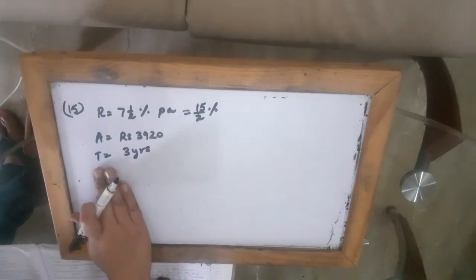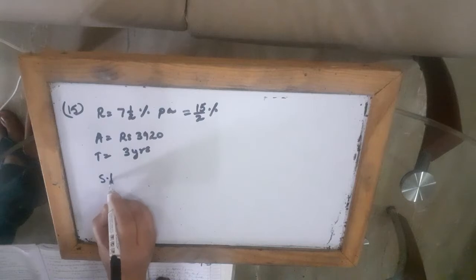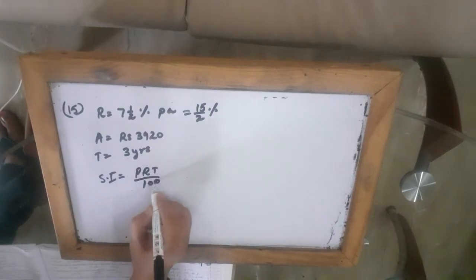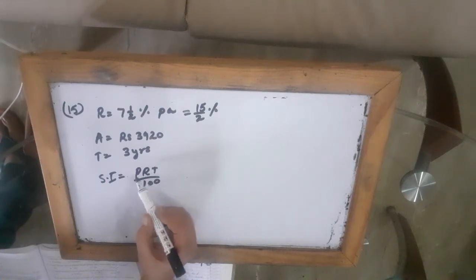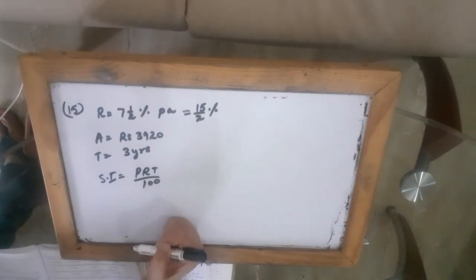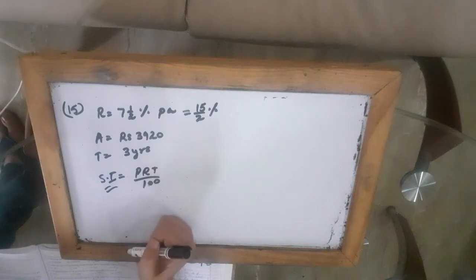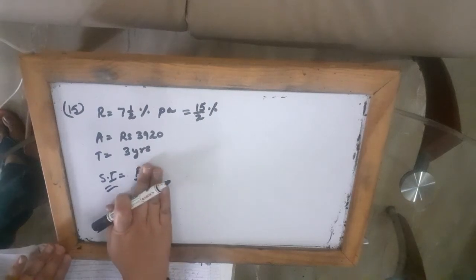Now when we were asked to find rate of interest or time, we use the formula simple interest is equal to PRT upon 100. So we used to find time or rate because all the other things were given. Now with this formula I cannot find the principal because I don't know the simple interest also. मुझे तो simple interest भी नहीं दिया गया है, so I cannot use this formula.